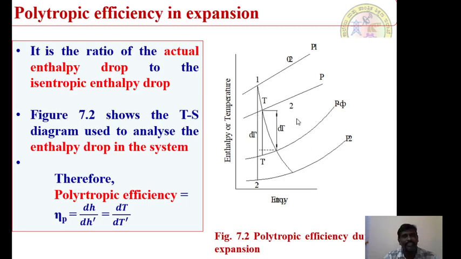At these particular points, what actually is the enthalpy drop that took place, right? So that actual enthalpy drop with respect to those two states, and what actually the isentropic enthalpy drop that takes place, right? Therefore, the polytropic efficiency is equal to the ratio of the actual enthalpy drop to the ideal enthalpy drop, we can say, that is the isentropic enthalpy drop.